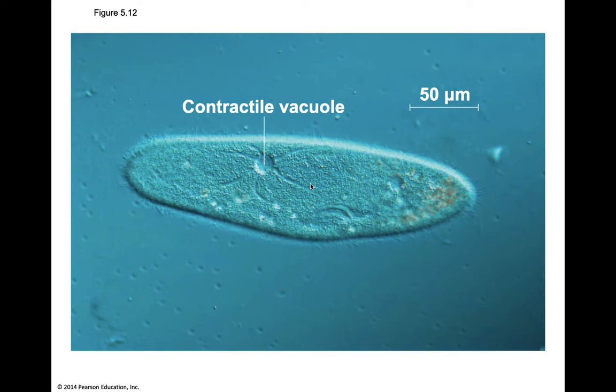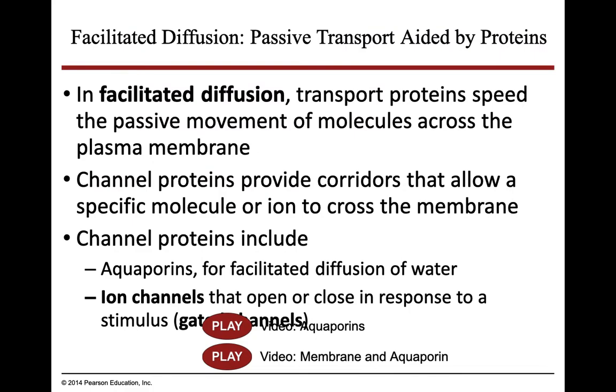Now, in facilitated diffusion, we have things that are going to make the process happen faster. We're going to be making the passive movement across the membranes a little bit faster, a little bit easier. And channel proteins are one way that will allow us to have things flow across the membrane in a very specific direction to make things work faster. One might be aquaporins for the facilitated diffusion of water, meaning that we're going to have these really specific channels that allow a lot of water to flow in or out of the cells.